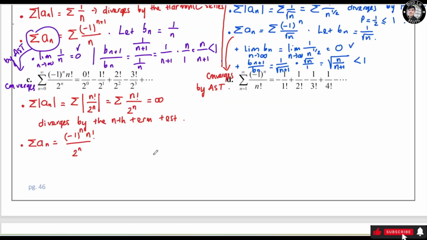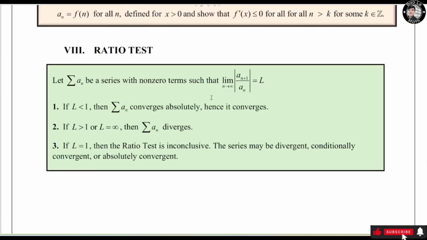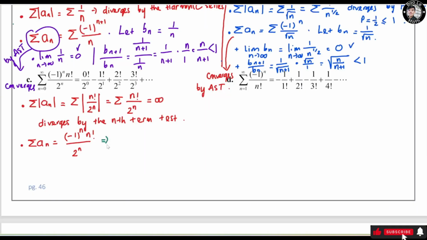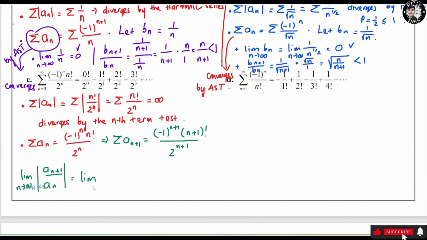Now we're going to check the original one. We're going to use the ratio test to check this one. So you're going to take the limit of the absolute value of a sub n plus 1 over a sub n when n approaches infinity, which equals the limit as n approaches infinity of the absolute value of this times the reciprocal of the other one, so it could be 2 to the n over -1 raised to the n times n factorial.